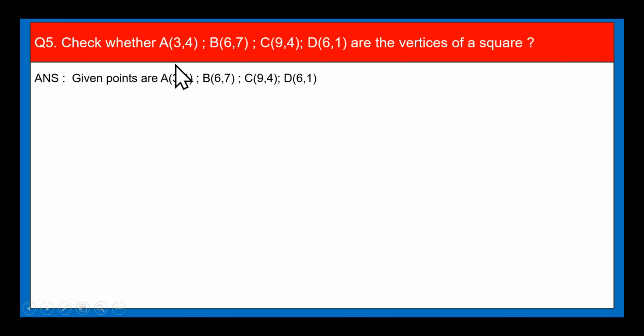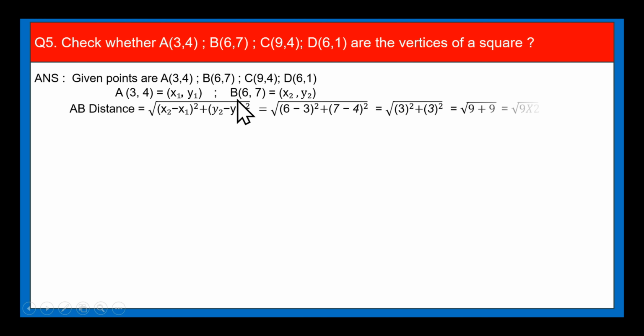Here are given points A (3, 4), B (6, 7), C (9, 4) and D (6, 1). Here are the 4 points. The first point A (3, 4), let us consider this as x1, y1, and the second point B (6, 7), let us consider this as x2, y2. Now let us find the distance between A and B.